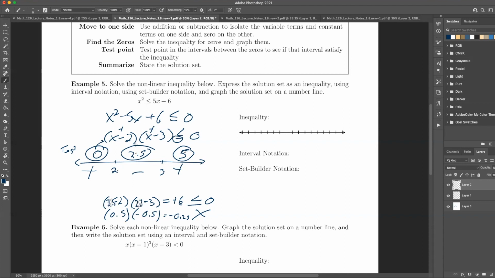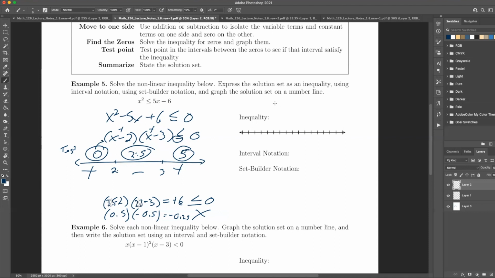And all this is written up here in long language. So, solve for the zeros, graph them on a number line, test points in the interval, see if they satisfy the inequality. So here, if I test 0, this multiplication becomes positive. If I test 2.5, this multiplication right here becomes negative, and if I test 5, this multiplication here becomes positive. What do I want? I want where it's negative.